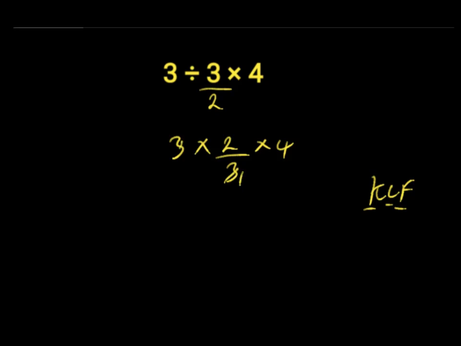3 into here 1, 3 into itself will still give us 1. Then we have 2 times 4. 2 times 4 will give us 8. 8 is the right answer to this question.